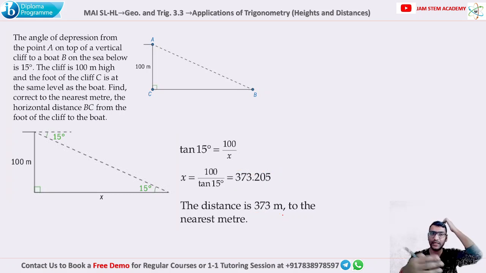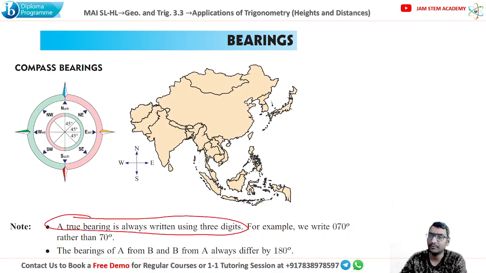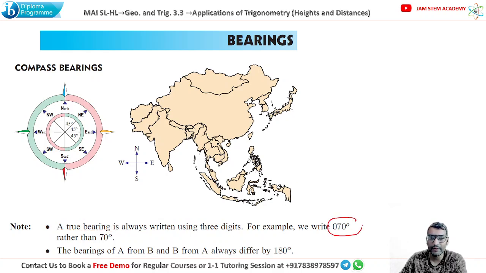In this way you can apply the trigonometric ratios in a right angled triangle to calculate either heights or distances. Okay, next part is bearings. Bearing angles are always calculated from the north side, remember this, in the clockwise direction. So note these points. A true bearing is always written using three digits. Like if the bearing angle is 70 degrees, we write it 070 degrees rather than 70 degrees.